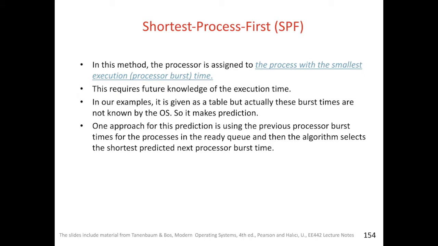In our examples, it is given as a table, but actually these burst times are not known by the operating system. So it makes prediction. One approach for this prediction is using the previous processor burst times for the processes in the ready queue, and then the algorithm selects the shortest predicted next processor burst time.